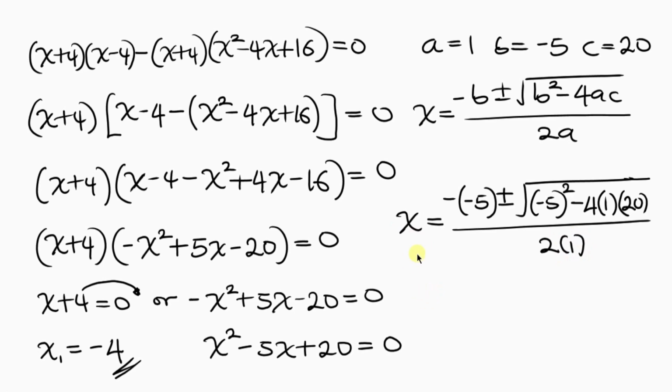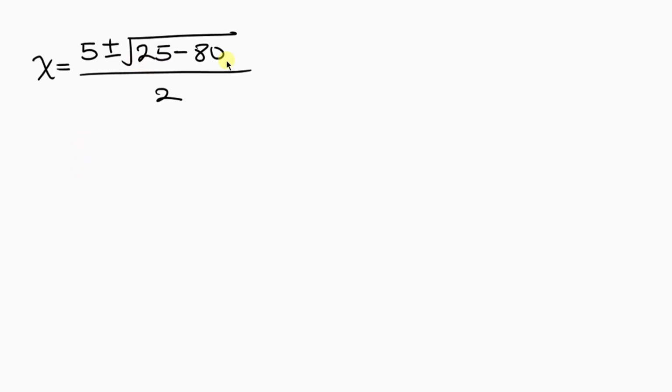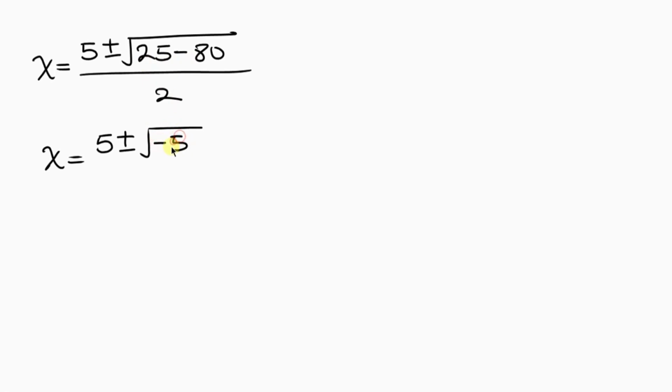And then simplifying further, we have x to be equal to negative times negative is positive. So this is positive 5 plus or minus the square root of negative 5 squared is 25, minus, now 4 times 1 times 20 is 80, all over 2 times 1, that is 2. So simplifying further, we have x to be equal to 5 plus or minus the square root of, now 25 minus 80 is negative 55, all over 2.